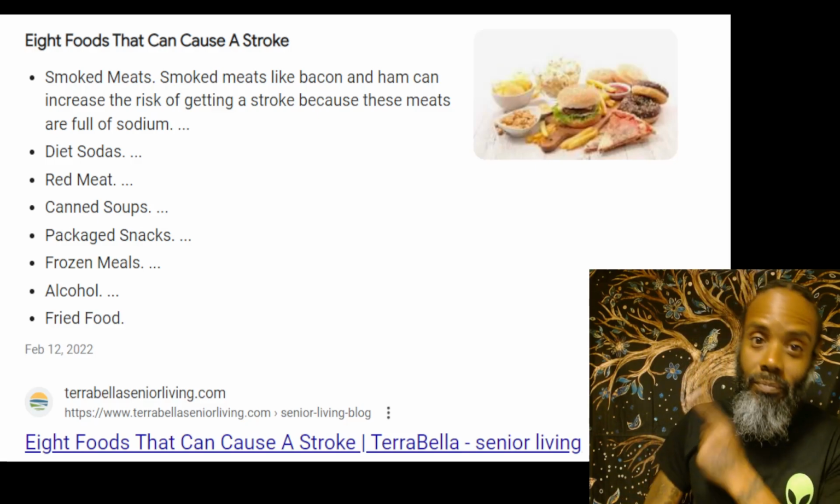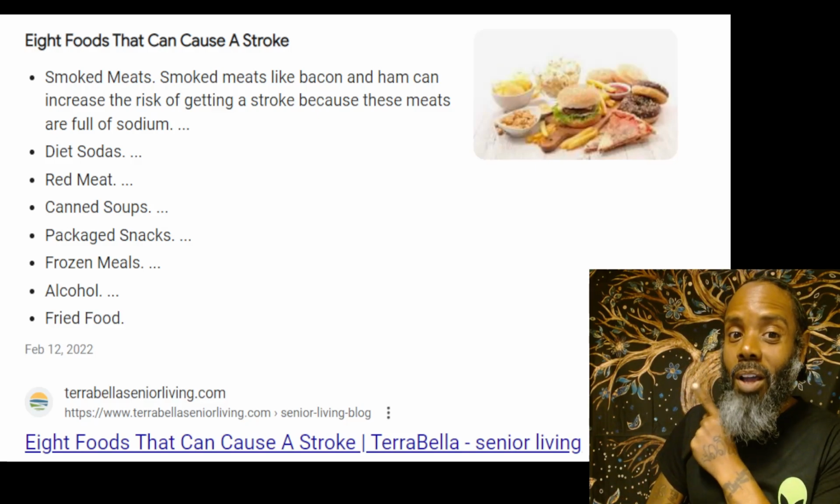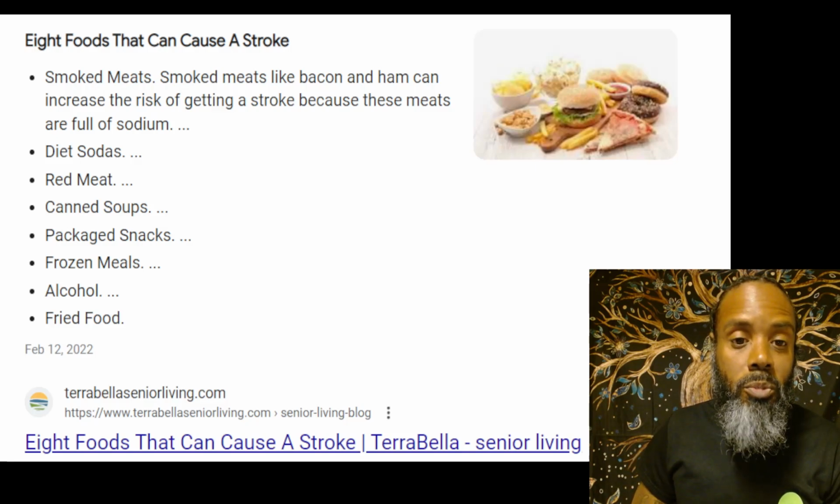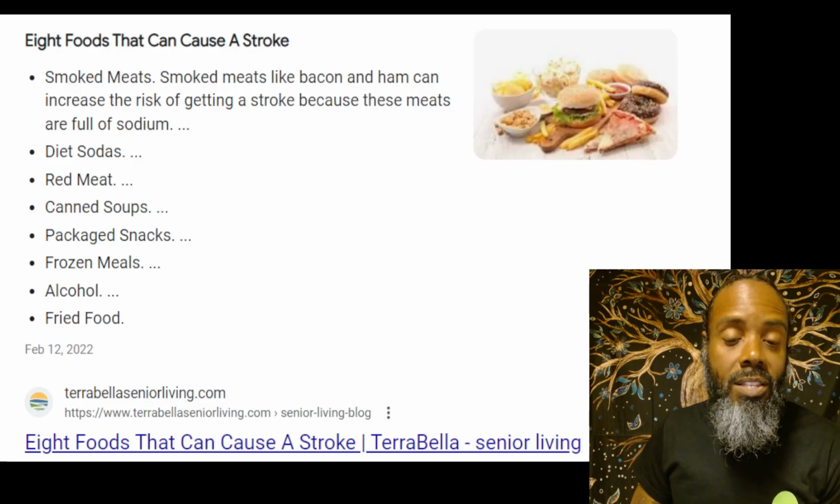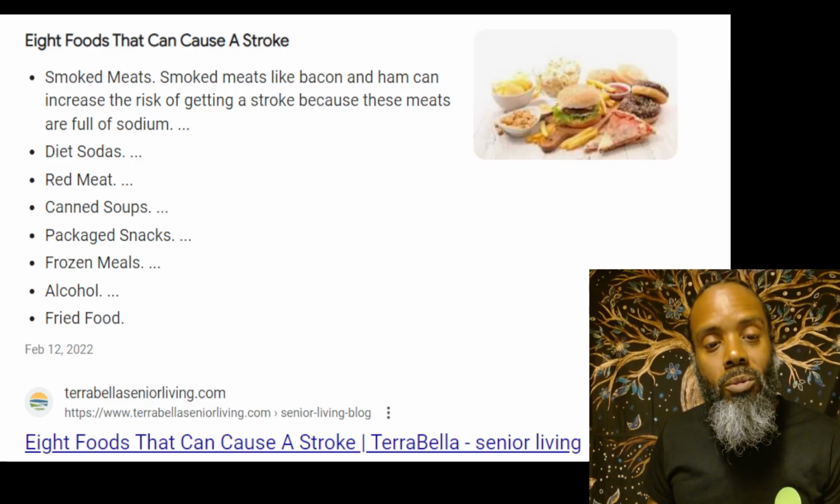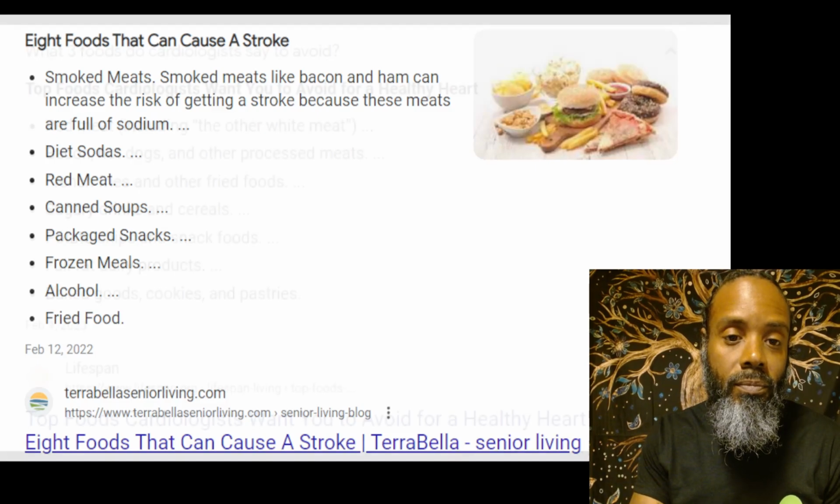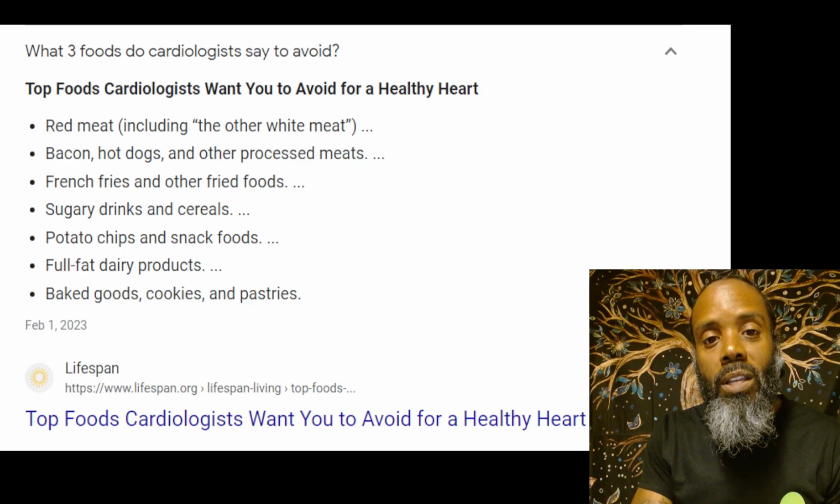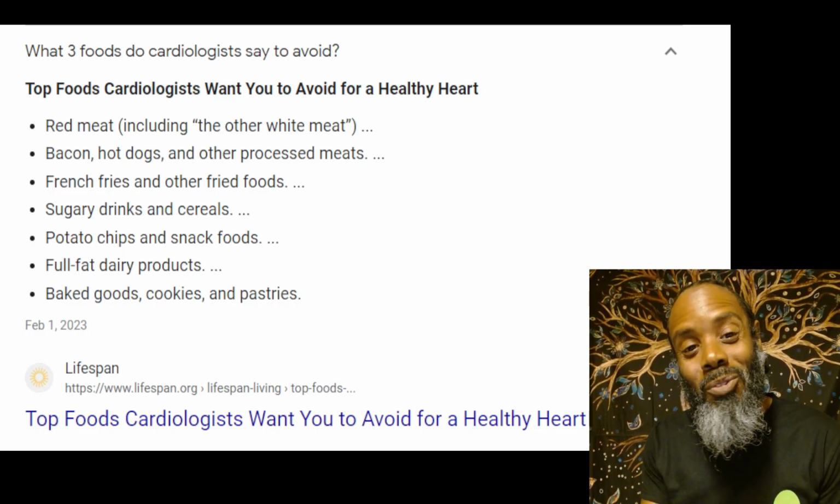Now, diet sodas, I'm gonna tell you, diet sodas are on there because of the fucking artificial sweeteners in there. Then you got red meat, canned soups, packaged snacks, frozen meals, alcohol, and fried foods. Again, fried foods, the oils. So, what three foods do cardiologists say to avoid? I don't know why it says three foods, because obviously that's more than three foods.